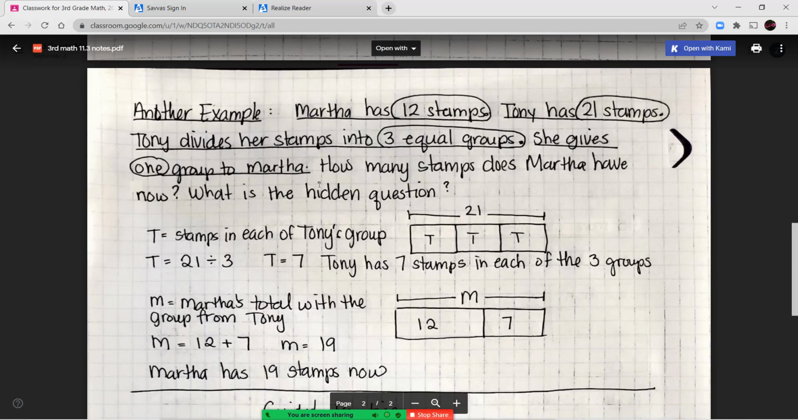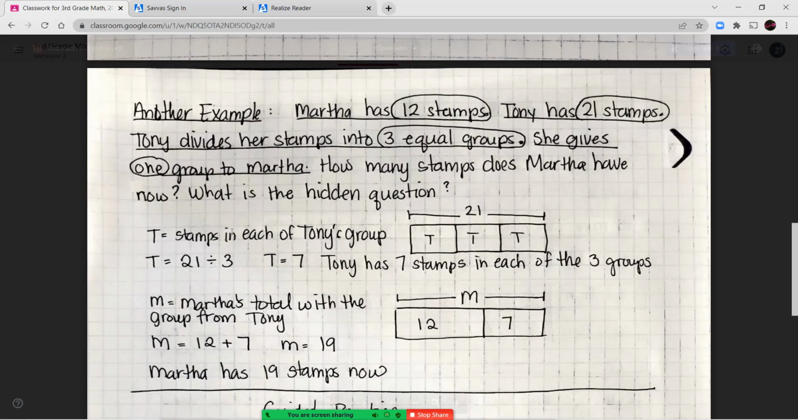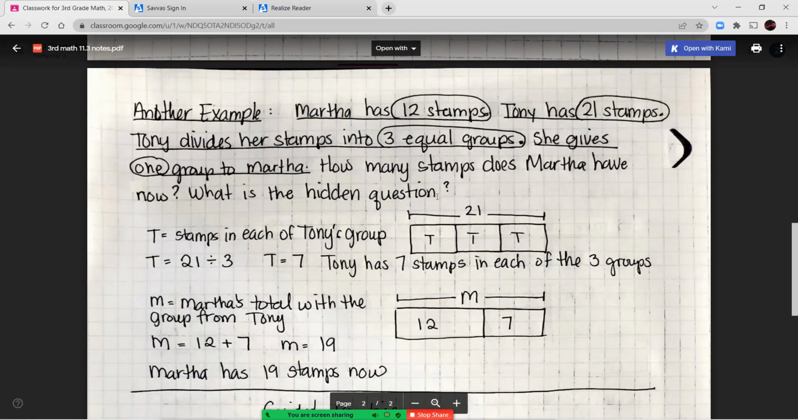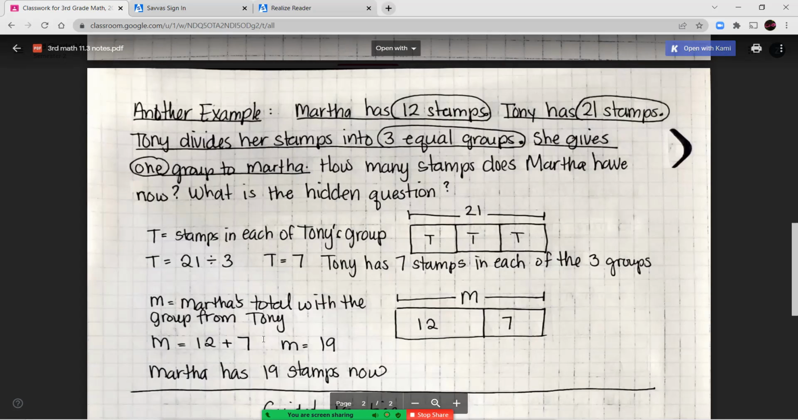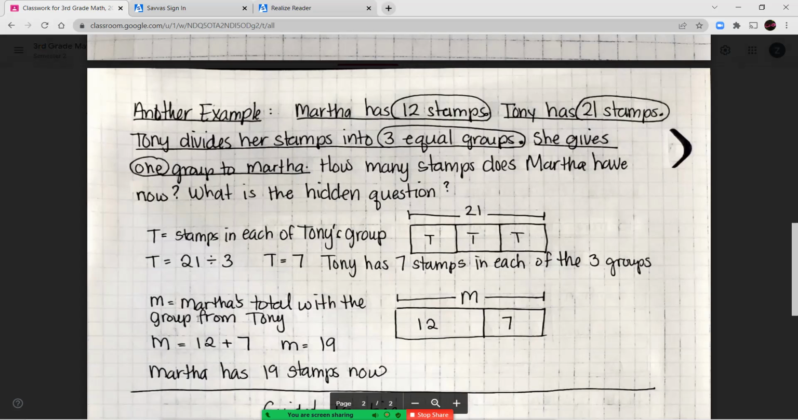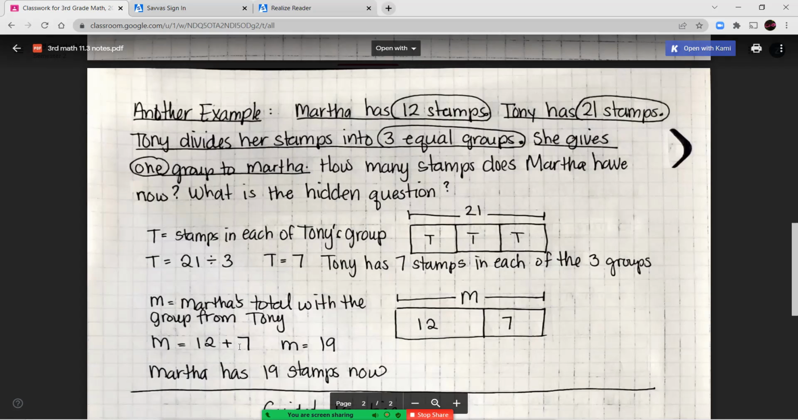So what I did was I identified my hidden question. I picked a variable. I drew a bar diagram. I explained what my variable was and wrote my equation, and I solved it. Then I used the information from my hidden question to solve my main question, where again, I figured out what they're asking me. I picked a variable and I said what the variable stands for. I drew a bar diagram, wrote an equation, and solved it, and then I wrote out my answers.